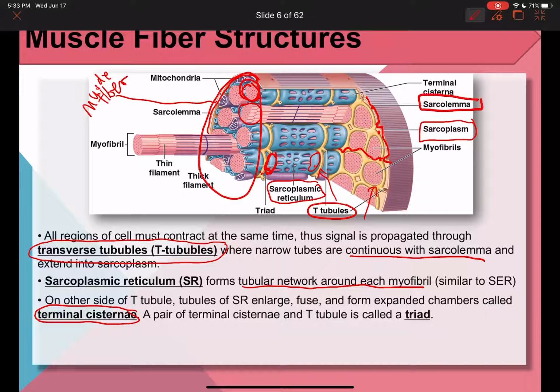So terminal cisternae here, and then this is another terminal cisternae before becoming your sarcoplasmic reticulum again. So it's kind of that T-tubule, and then you have the chunky portion of the terminal cisternae right there, and then it becomes the thin portion of that sarcoplasmic reticulum. Same thing on the other side.